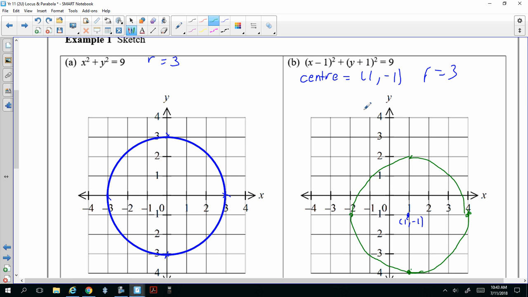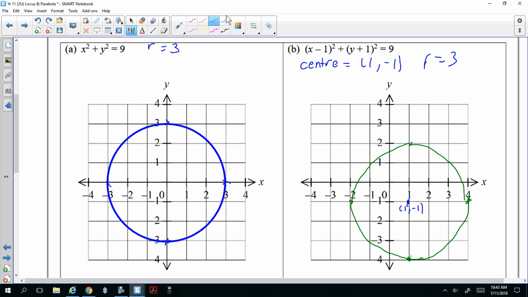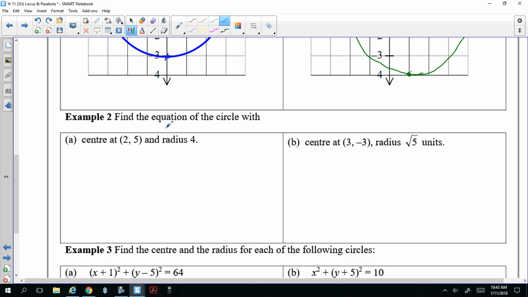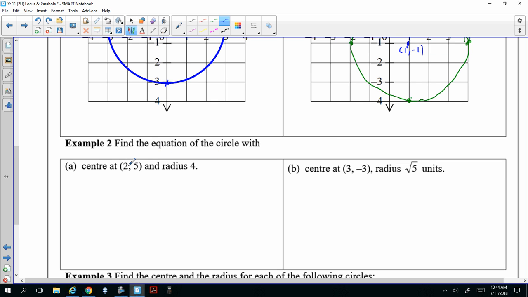All right. After we do this, we're going to do more questions. Let's look at this question. Find the equation of a circle with center at this and radius 4. So what you do is you write (x minus 2) squared plus (y minus 5) squared equals 4 squared. That's it. And then you can write it without the square: (x minus 2) squared plus (y minus 5) squared equals 16. Finished. That's the equation of a circle.